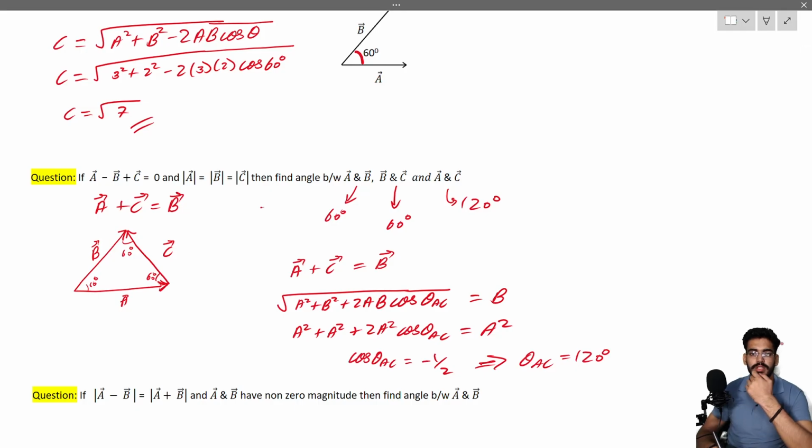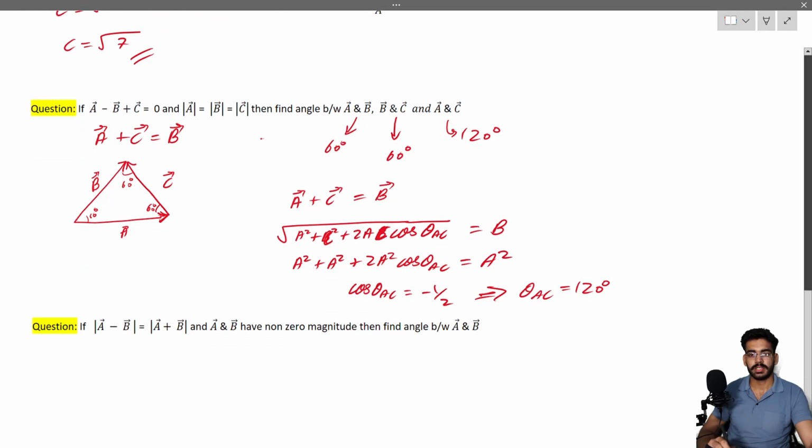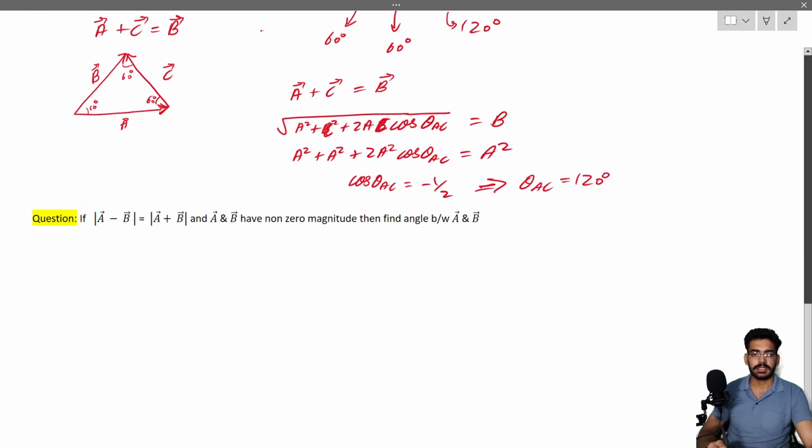Now if you want to solve for A and B, then you take C that side and B this side. So A minus B is equal to minus C. If you take magnitude, A square plus B square, sorry, here it is going to come C. The same thing is going to happen. I hope this is clear. This is how you calculate. Now if you want to calculate the angle between A and B, you take C that side and B this side, and then you take magnitude both sides. Simple.